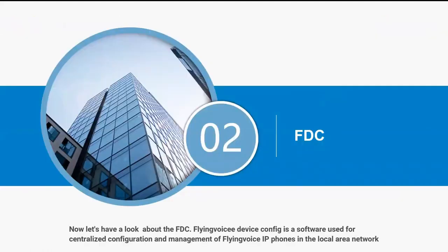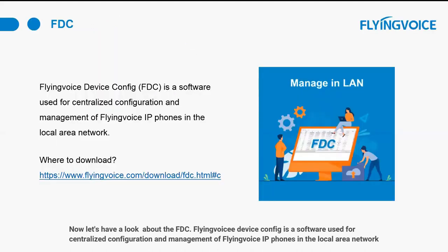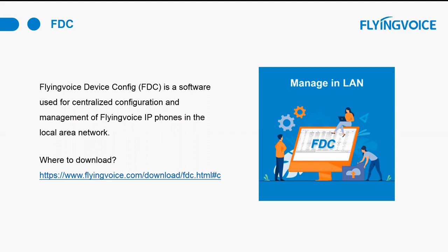Now let's have a note about the FDC. Flyingvoice Device Config is software used for centralized configuration and management of Flyingvoice IP phones in the local area network. To download it, you can follow this link, and you can simply use it.